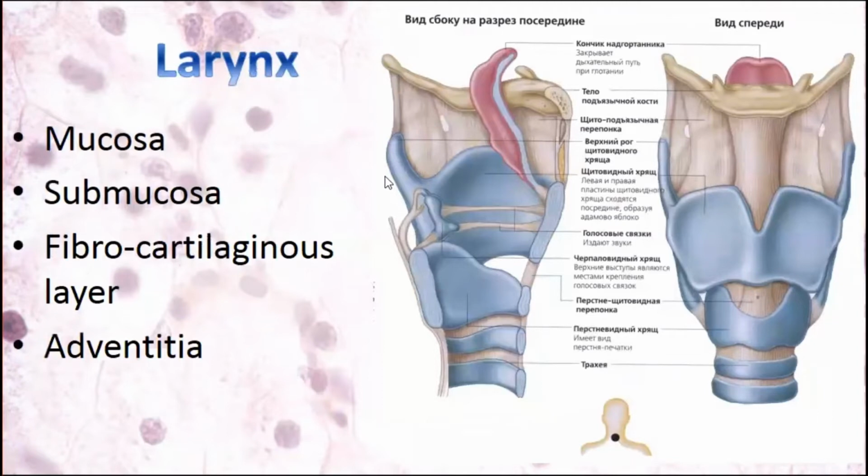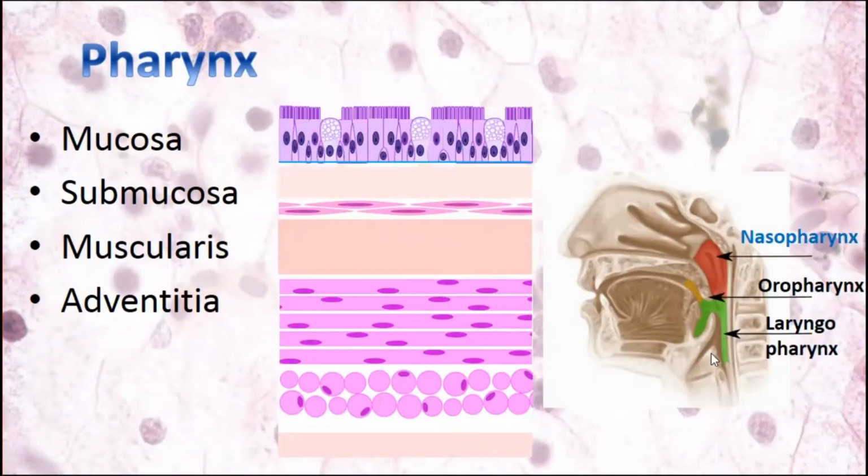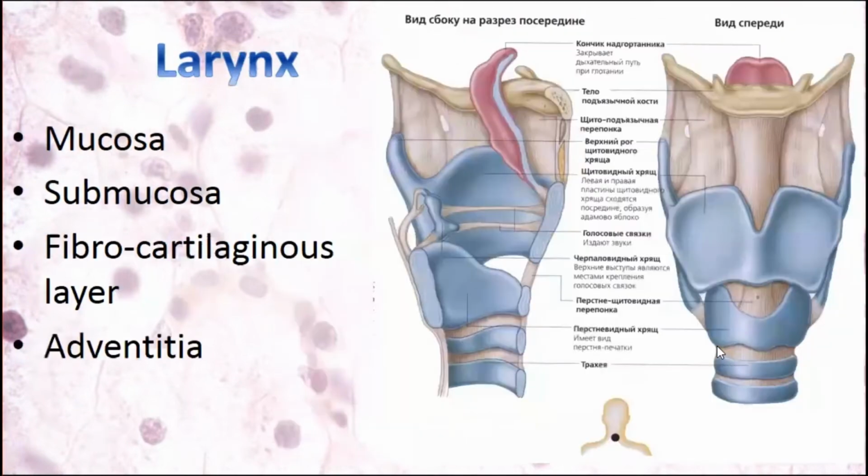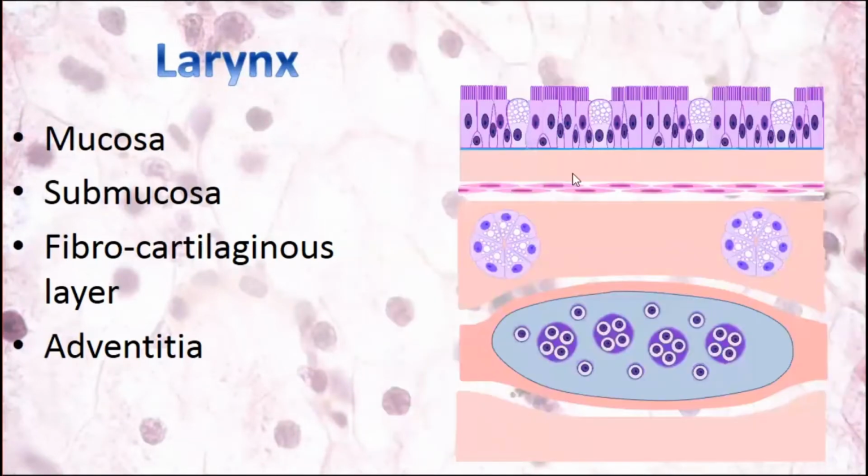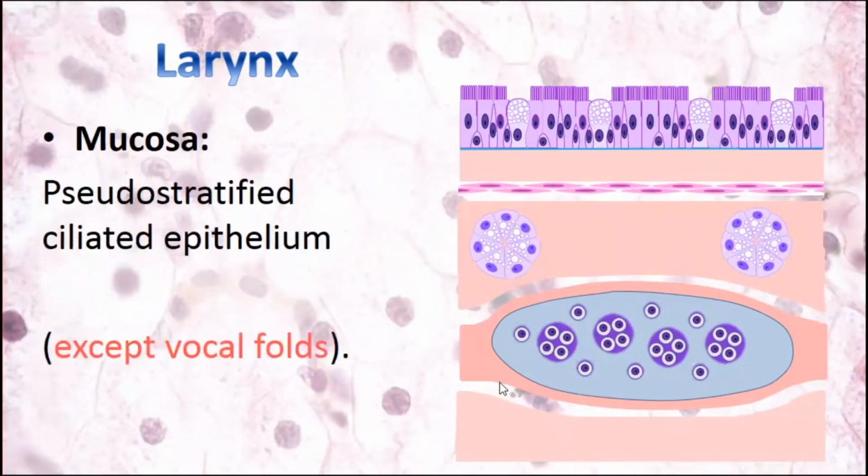And we are going to the larynx. The pharynx is opened to the larynx, and the larynx is an organ of only the respiratory system. So it has the typical structure of organs of the respiratory tract. The larynx has four layers: mucosa, submucosa, fibrocartilaginous layer, and adventitia. Typical structure. And what are the features of the larynx?